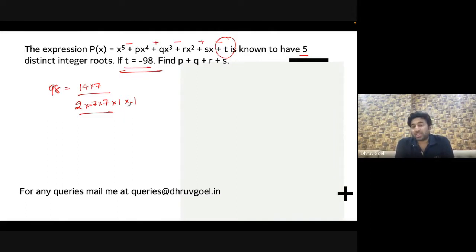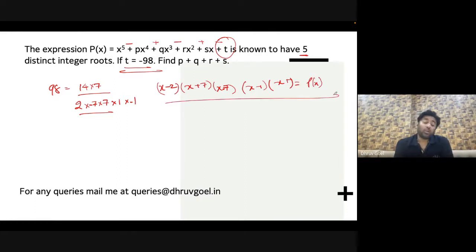And if these five are my distinct roots, I can write the above expression Px as what? x minus 2 multiplied by x plus 7 multiplied by x minus 7 multiplied by x minus 1 and x plus 1. It should be equal to Px. Yes or no? Now, I need to find out the value of p plus q plus r plus s. In the above equation, how will I get that? I'll get that only when I put the value of x as 1.